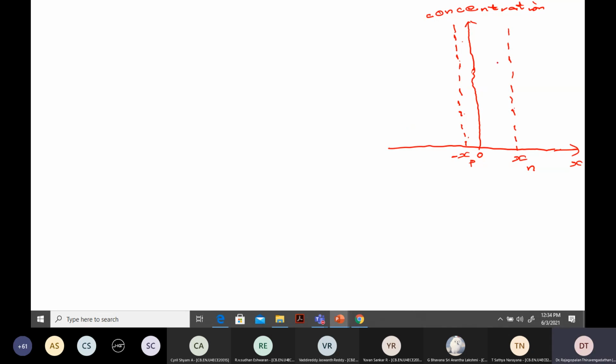Now, if I start something, the holes are diffusing into this region. This is my N side. This is my P side. Okay, so I have a concentration something like this to begin with. I am looking at minority carrier concentration. I will tell you why I have to look at the minority carrier concentration profile. You will understand on your own as we go through this discussion.